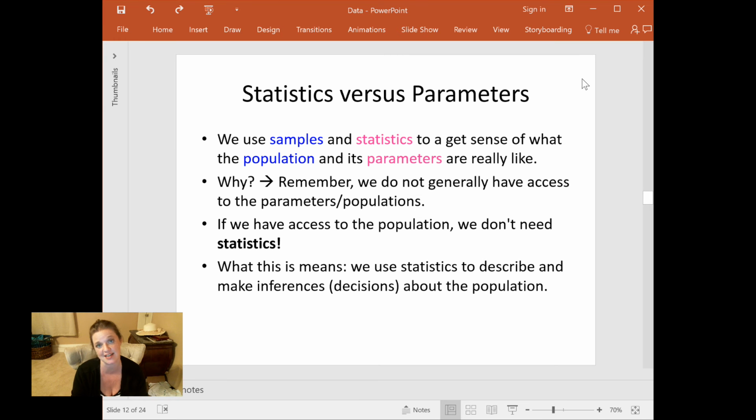If we had access to every single person and all the information about every single person, we would never ever have to calculate statistics, right? The whole purpose of this class is to learn the tools that allow us to use small groups of people and their statistics to make decisions about large groups of people and their parameters. We use sample statistics to make decisions about population parameters.